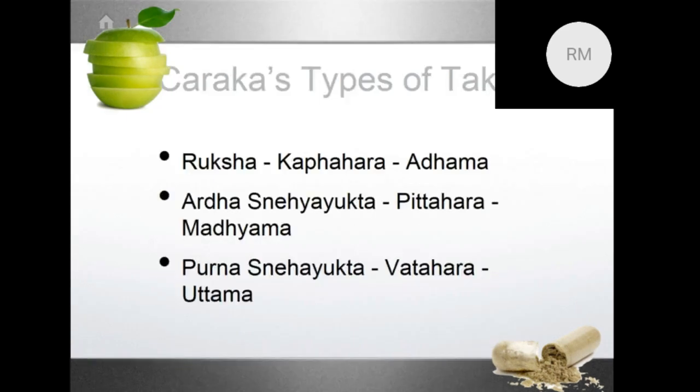So there are 3 types of buttermilk mentioned by Charaka. I'm sorry for the Sanskrit terms. The first one is dry buttermilk without any fat. This is very good to remove kapha. So if a person has too much of kapha in the system, you must use dry buttermilk, which means remove all the fat. So this is a principle on how to modify food substances depending on the doshas.